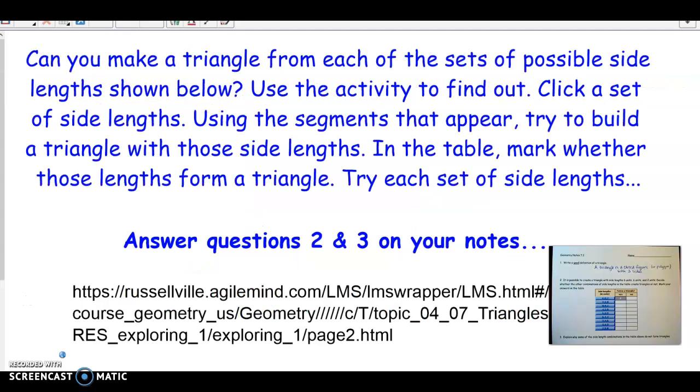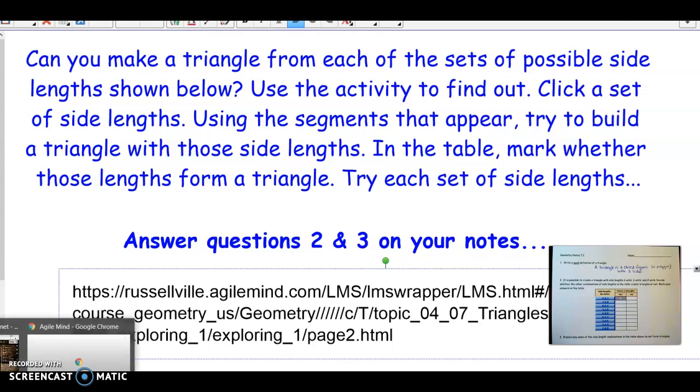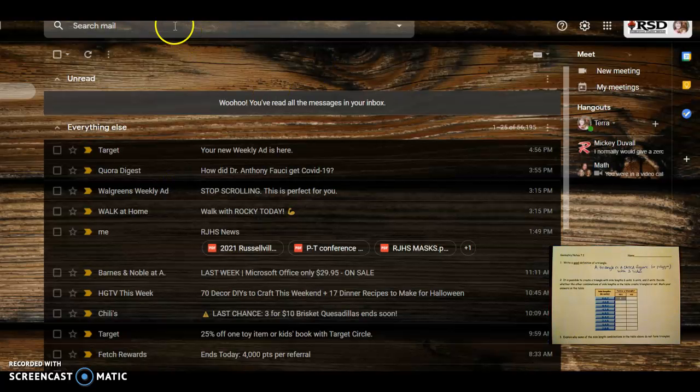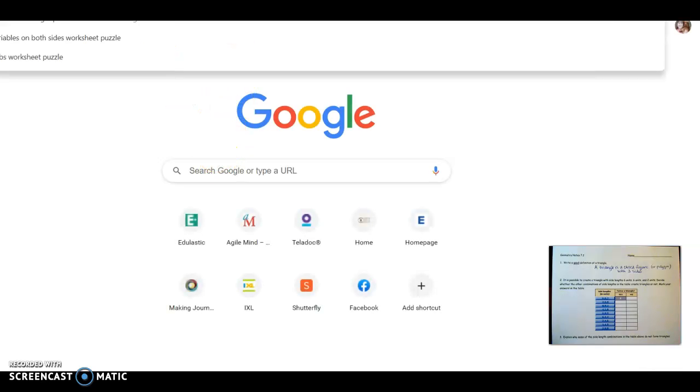So can we make a triangle out of just any set of three lengths given? And we've talked about this before, but I hope that this activity will make a little more sense for you today. And so you're going to need to be logged in to your Agile Mind account, and we've practiced doing this at the beginning of the year. So if you've forgotten that, just go back to that lesson.